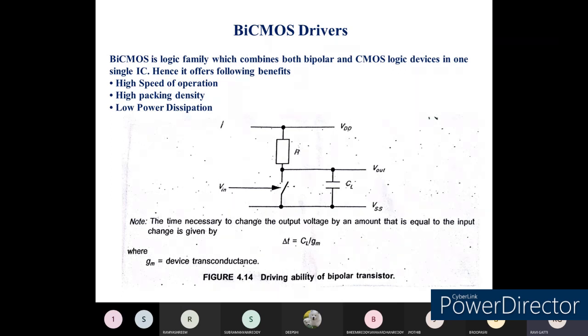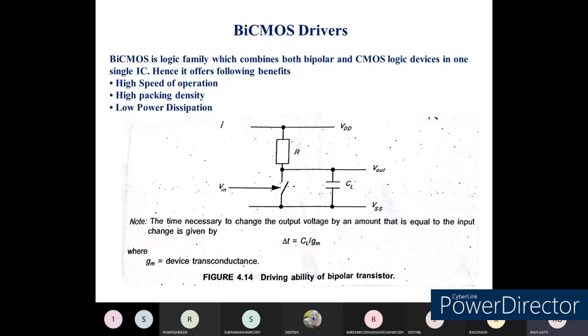The first benefit is high speed of operation. Through the use of these BiCMOS transistors, we can increase the rate of propagation or transmission of the devices with a faster method. Therefore, we can say that BiCMOS drivers will operate at the highest speed. The next one is high packaging density.